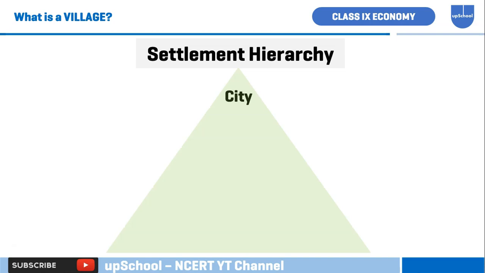So on the top are cities. Cities have the highest population of 100,000 people. Cities tend to be urban areas where there is less land and more buildings, and a lot of service activities take place in cities, and mostly highly educated and skilled people come to cities. Cities tend to be more developed than any other settlements, so that's why they have a lot of population.